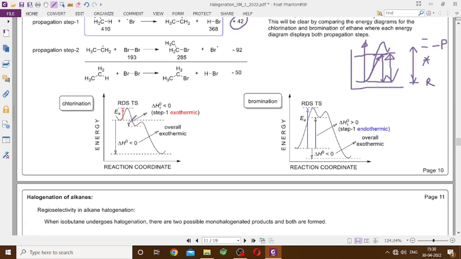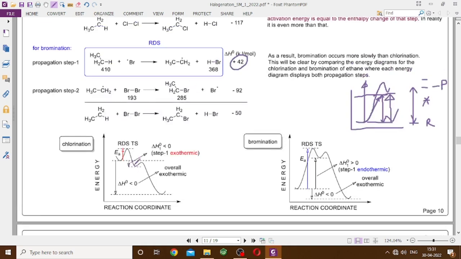The first step is exothermic. Do you realize that the first step is exothermic? This is where the product is of the first step. So it is lower than the reactant, so that's exothermic. For bromination, it is endothermic in nature. As you can see, the product of the first step is here, the reactant is here, so that is the first step, which is endothermic.